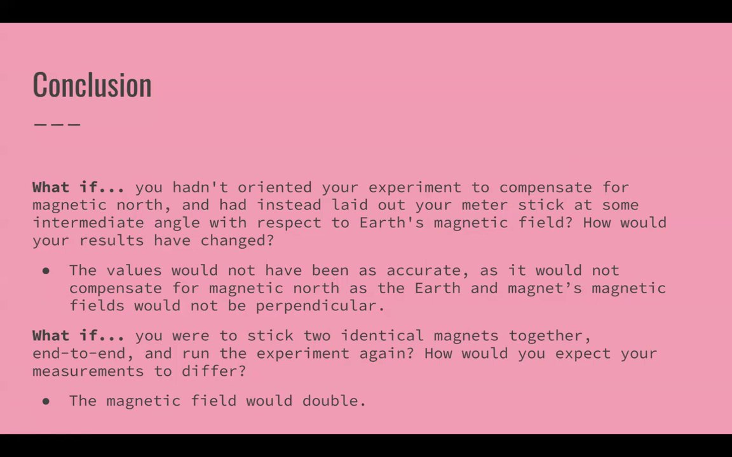What if I were to stick two identical magnets together end to end and run the experiment again? How would I expect my measurements to differ? Basically, the magnetic field would double. That would be the only difference, because it's just like a secondary magnet. And that's all.